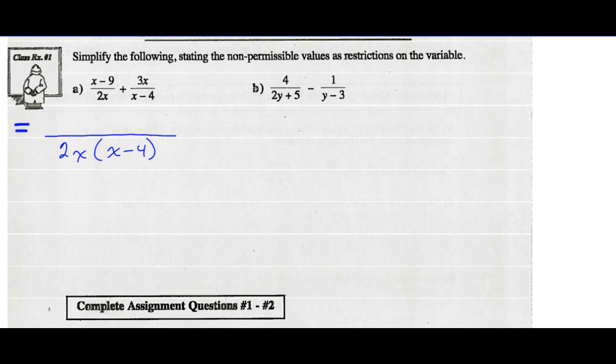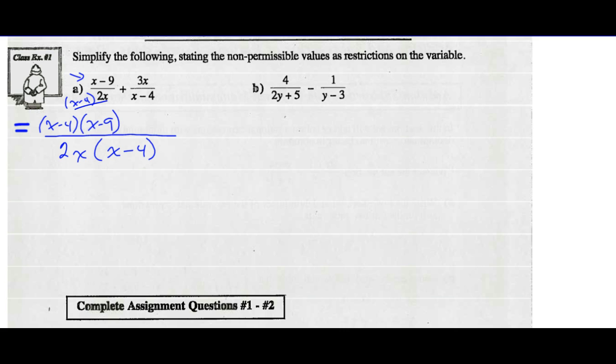So how do I make 2x look like my common denominator? Well, I must multiply it by x minus 4. So I should multiply my numerator, x minus 4 times x minus 9, by the same thing. Whatever I did to my denominator, I should do to my numerator. And that's what my numerator is, x minus 4 times x minus 9.